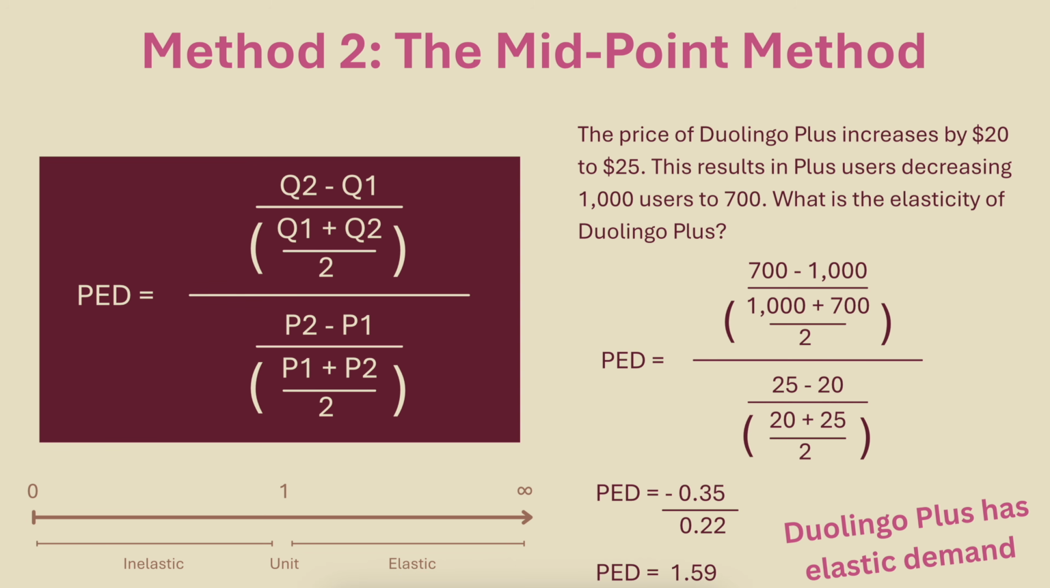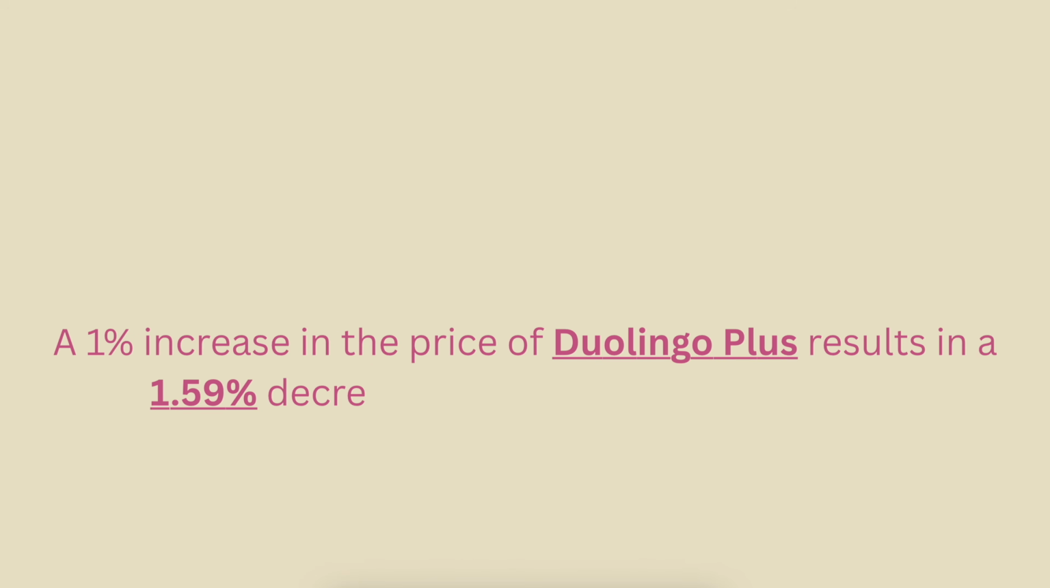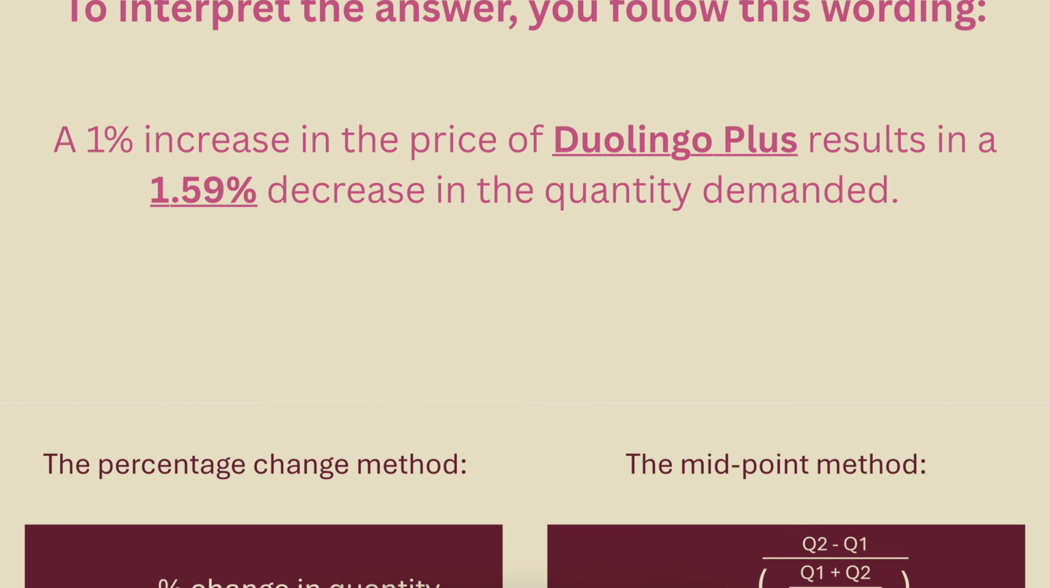Whew, that was a lot of numbers, but don't worry, that's all the tricky information. To interpret the answer to the calculation in words, you follow this wording. A 1% increase in the price of whatever you're talking about, in this case Duolingo Plus, results in a 1.59%, or whatever number you calculate, decrease in the quantity demanded. Alright, that's everything you need to know for this topic.